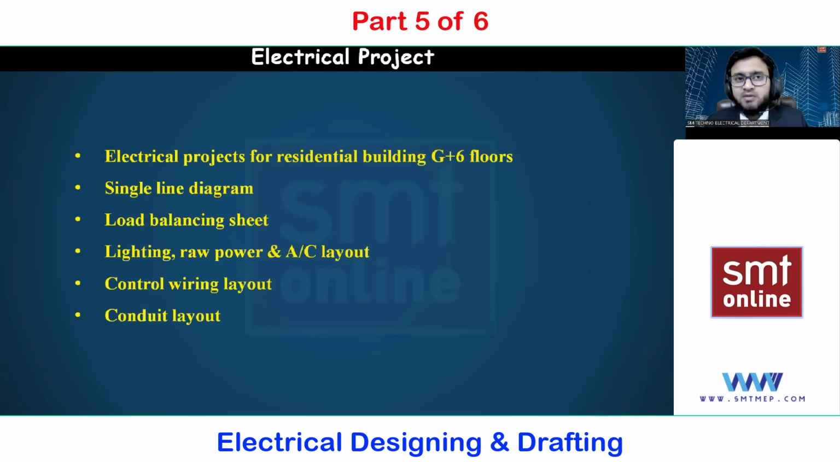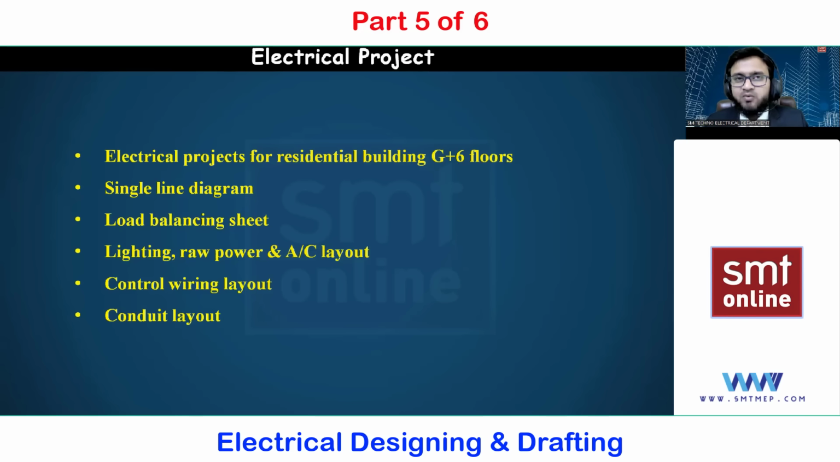Because when you have the load balancing sheets only, we are able to go with control wiring. And how to place the lighting fixtures, raw power fixtures, and the air conditioning system, what is the correct position, how we have to mount, and what will be the mounting height, etc. All those things are elaborated in this project. After completion of the placement of fixtures, we go with control wiring and the circuit wiring.